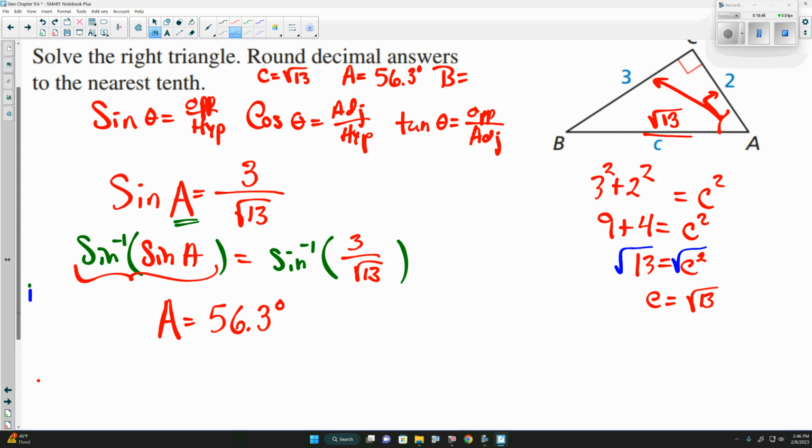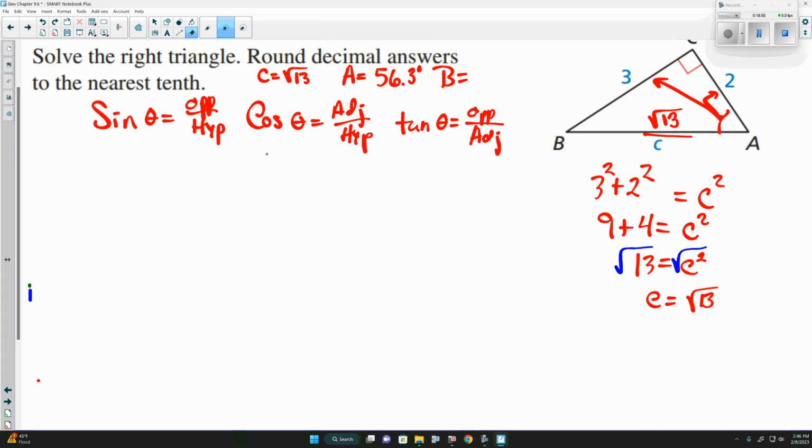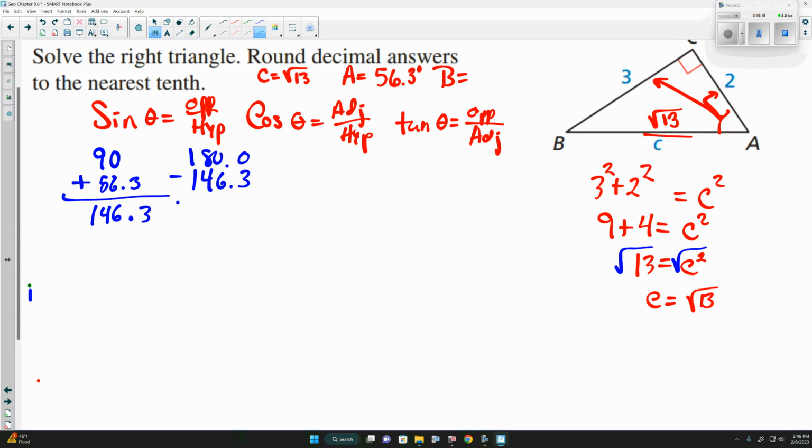Questions on this here? Now we do need to find angle B. So we can add 90 and 56.3. We get 146.3, and we can subtract it from 180. We get 33.7. They all add together to be 180.